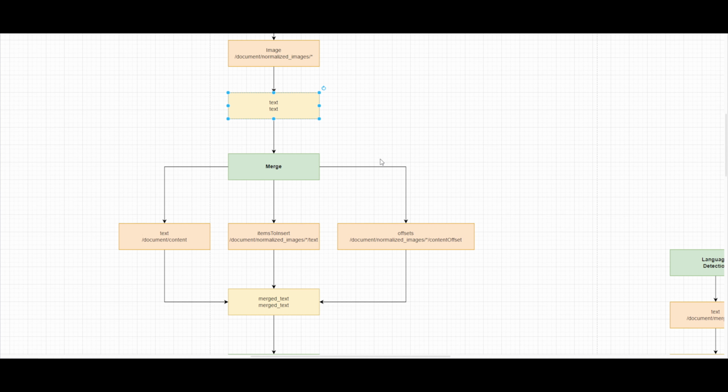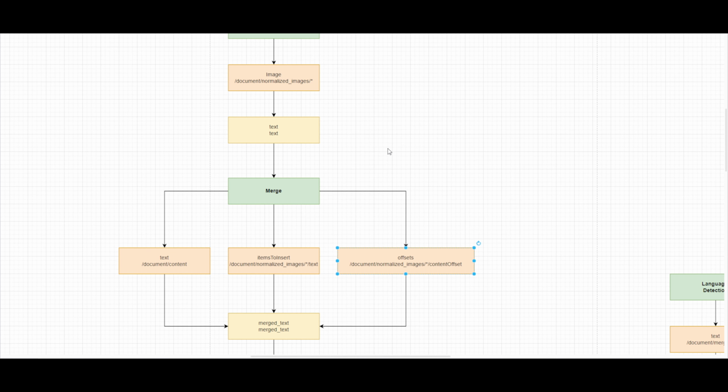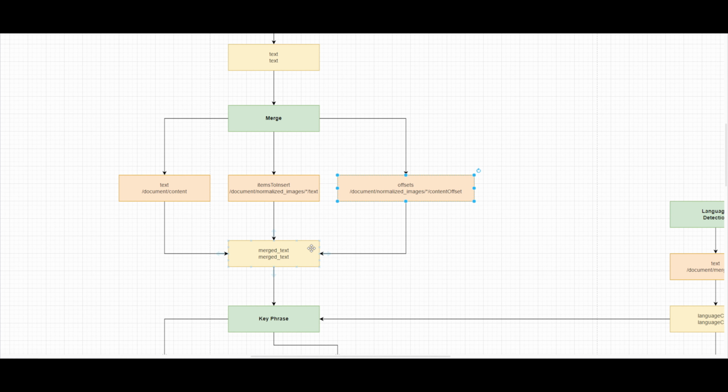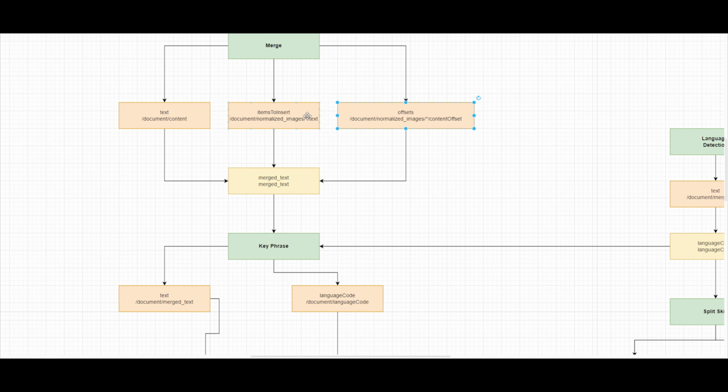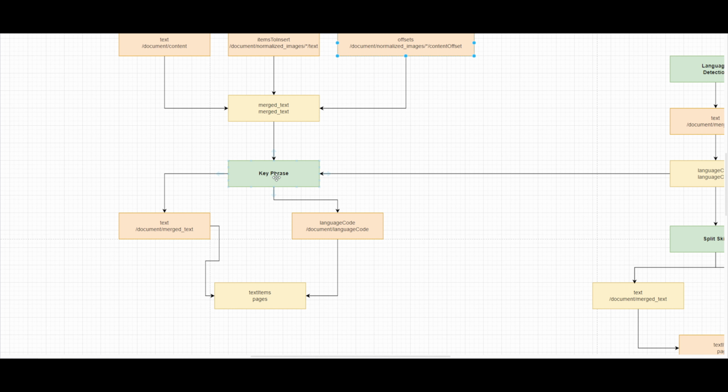After the OCR has been processed, we can go into the merge operation, and we can process here the content of the documents, the normalized images, and also the offsets that have been detected by the OCR in the text folder. Also from the images here. This is going to merge all the text that has been created from the OCR and the image extraction with all the metadata. And using all that information, we can go into the key phrase.